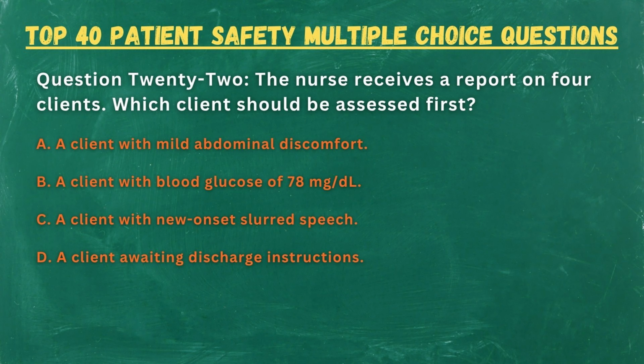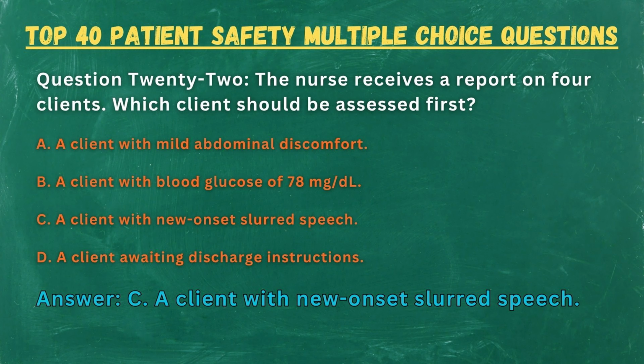Question 22. The nurse receives a report on 4 clients. Which client should be assessed first? A. A client with mild abdominal discomfort. B. A client with blood glucose of 78 milligrams per deciliter. C. A client with new onset slurred speech. D. A client awaiting discharge instructions. Answer: C. A client with new onset slurred speech.